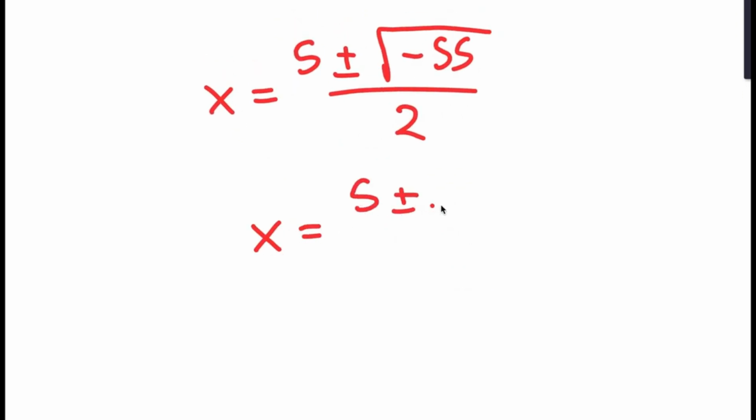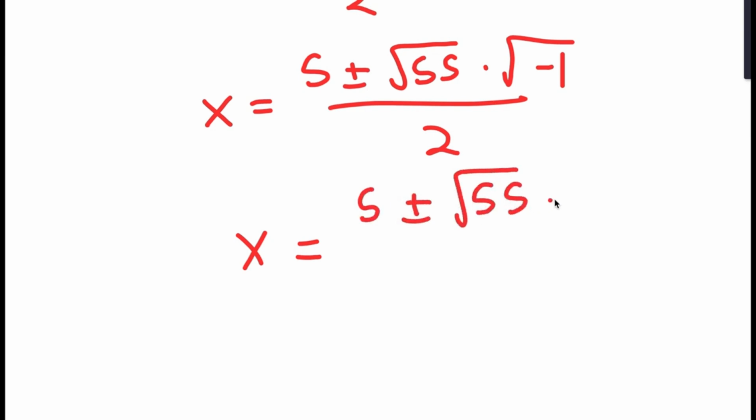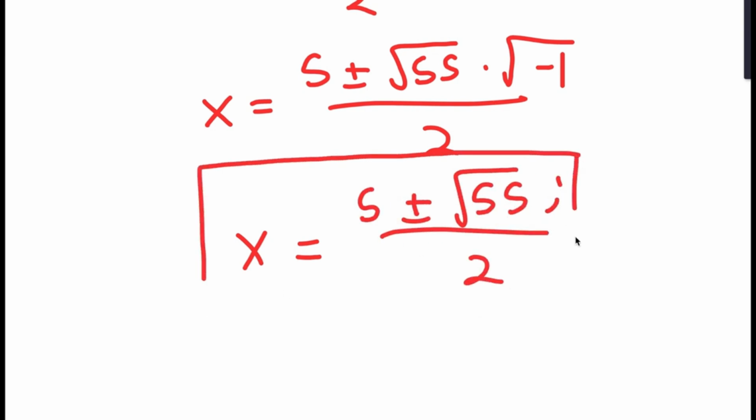Now, this is equal to the square root of 55 times the square root of negative 1 over 2. And the square root of negative 1 is equal to the imaginary number i. So I get 5 plus or minus the square root of 55 i over 2. So this is two more solutions to this equation.